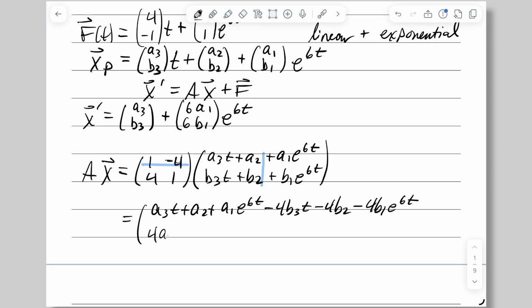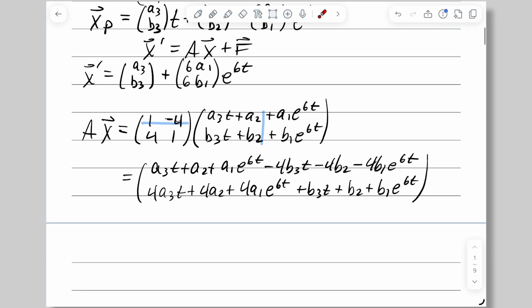The result: 4a3t plus 4a2 plus 4a1e to the 6t plus b3t plus b2 plus b1e to the 6t. I know, it's a lot. Remember, we're putting this into the equation x prime equals Ax plus f. X prime is separated into two vectors according to form: a3, b3 plus 6a1, 6b1, e to the 6t.